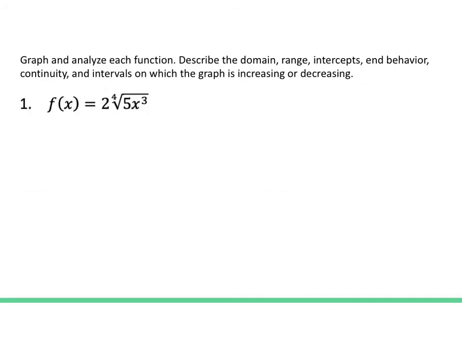So in this first example, you need to describe the domain, range, intercepts, end behavior, continuity, and the intervals on which this graph is increasing or decreasing. Notice that this is a fourth root, so I know that my domain is going to be restricted. By thinking about transformations, I know that this would be a fourth root that's stretched by a vertical factor of 2. It would be horizontally compressed by a factor of 1/5. Okay, so to really get a good sense of this, I'm going to put this in the graphing calculator and then I'm going to describe it.